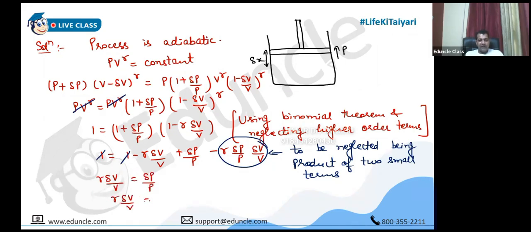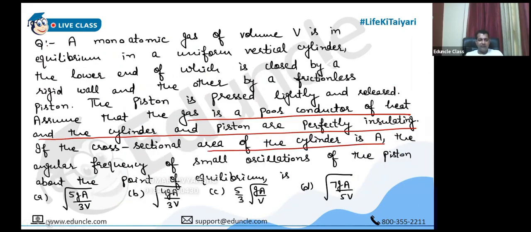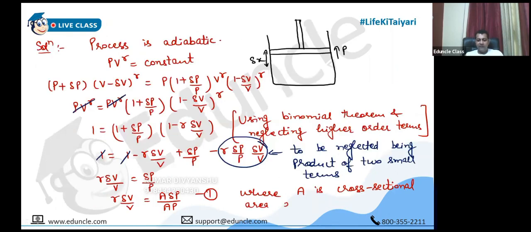So can I write it as A delta P by AP, by multiplying and dividing by A, where A is the cross sectional area? I think it was given in the question. Yes, see, cross sectional area of the cylinder. Clear?